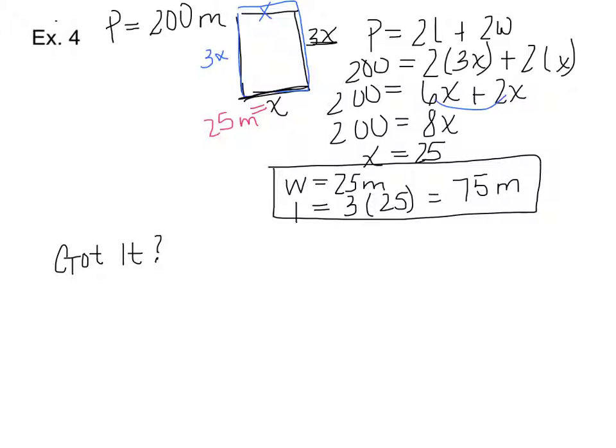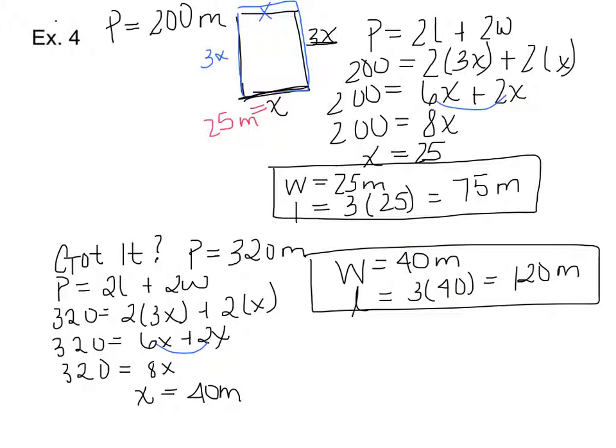Now, suppose we change the perimeter to 320 meters. What would your dimensions be? And do you think your dimensions are going to be larger or smaller than what it was in our example 4? It's a good question. Okay, we're going to pause the video so you can have time to try it yourself.